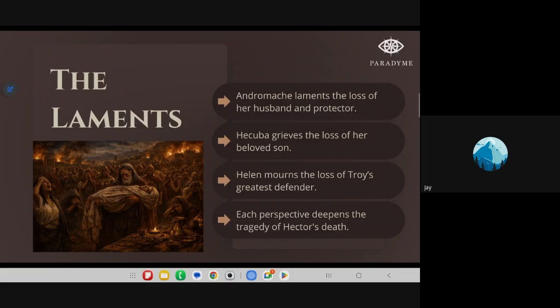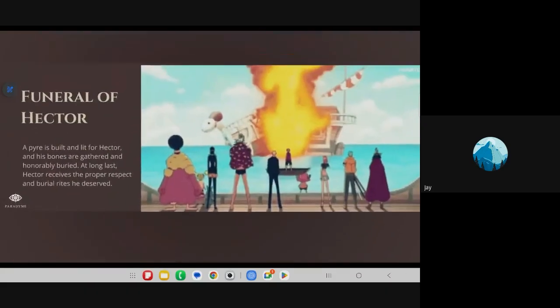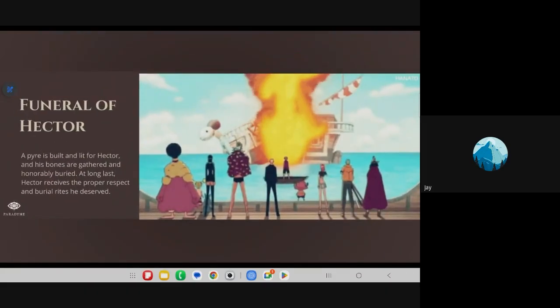Hecuba grieves the loss of her beloved son. Helen mourns the loss of Troy's greatest defender. Each perspective deepens the tragedy of Hector's death. A pyre is built and lit for Hector, and his bones are gathered and honorably buried. At long last, Hector receives the proper respect and burial rites he deserved.